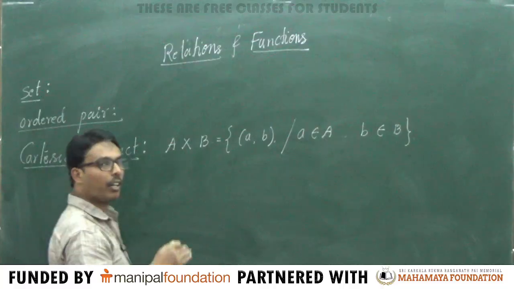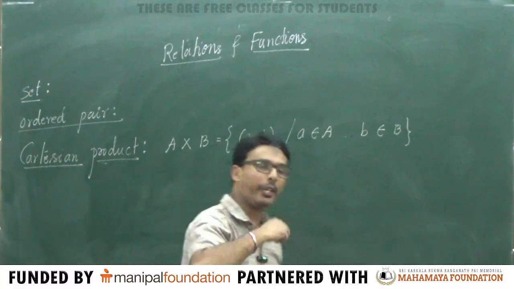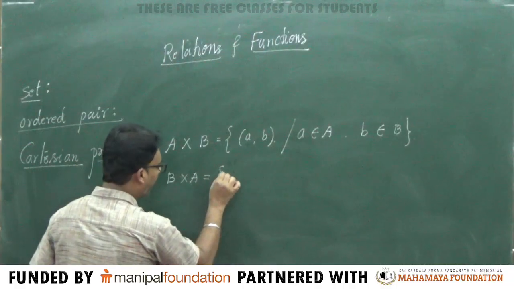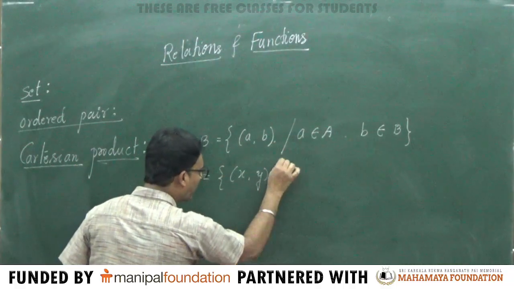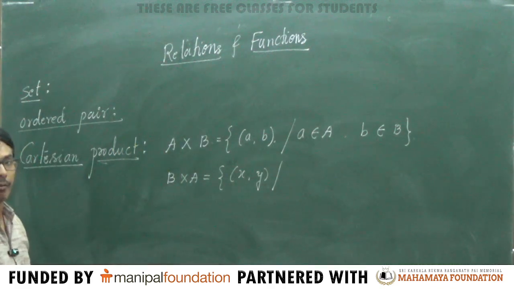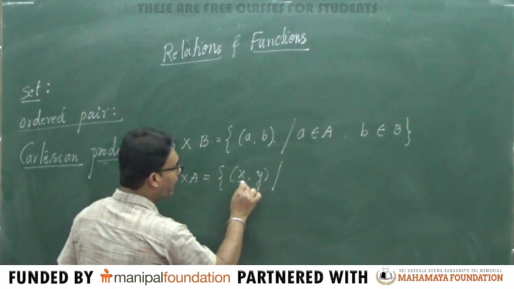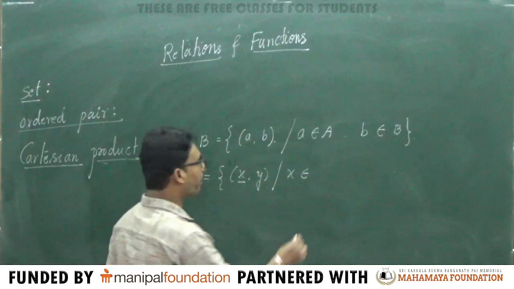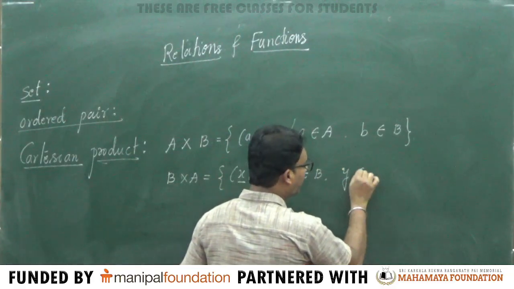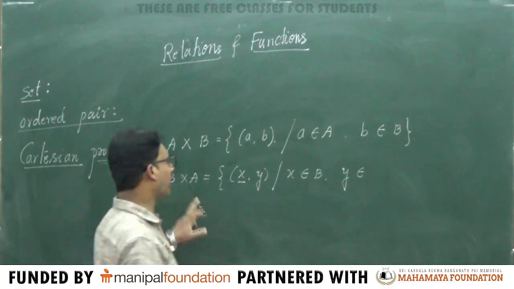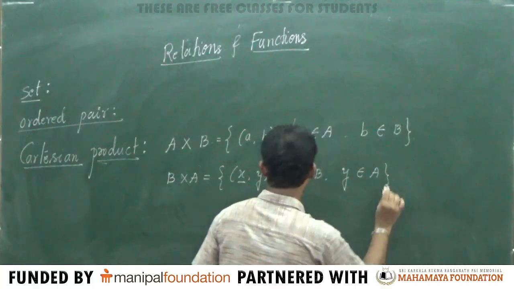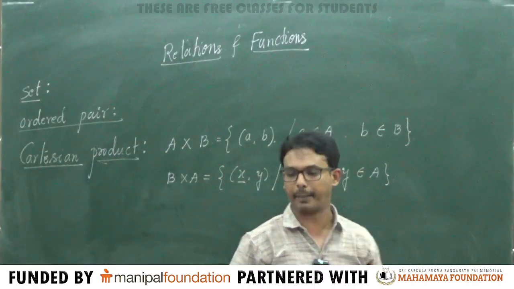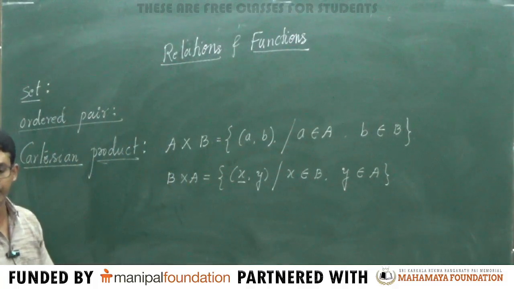Suppose we write the Cartesian product from the set B to A, that is denoted as B cross A. It is given by the set containing the ordered pairs x comma y, such that the first element of the ordered pair belongs to the first set, B, and the second element belongs to the second set, A. Then B cross A stands for the Cartesian product from the set B to the set A. So this is the definition of Cartesian product.